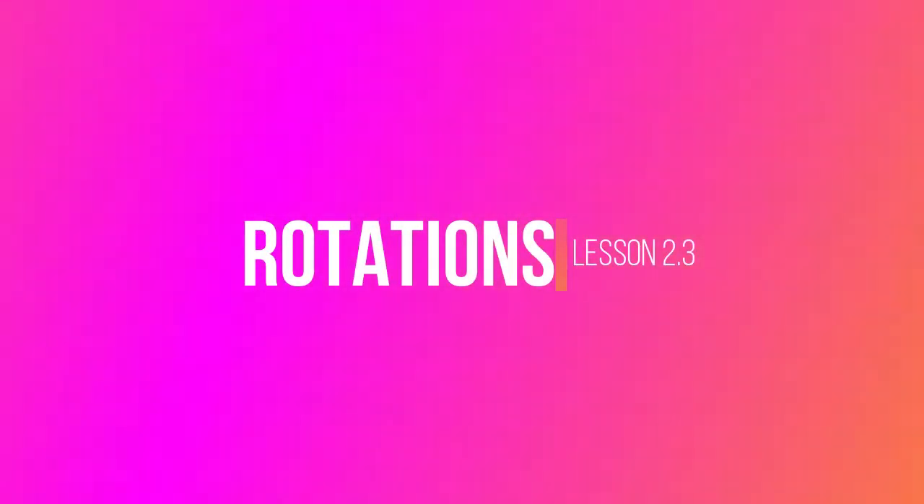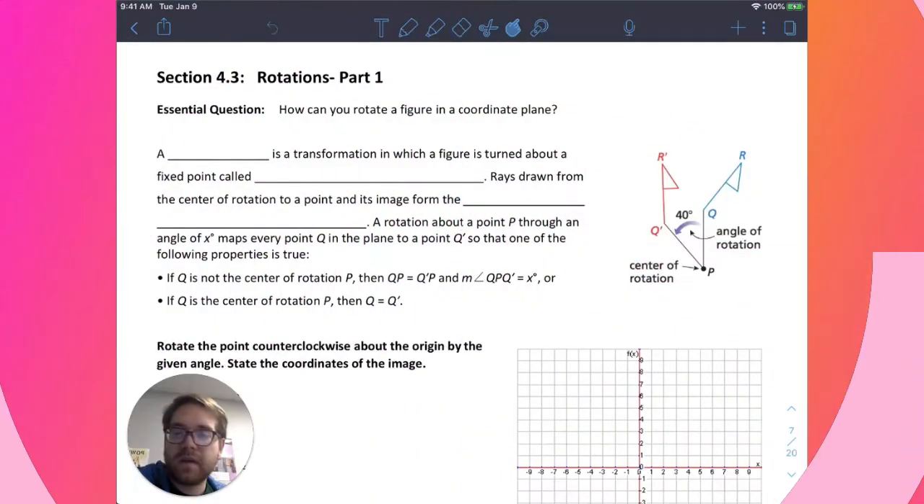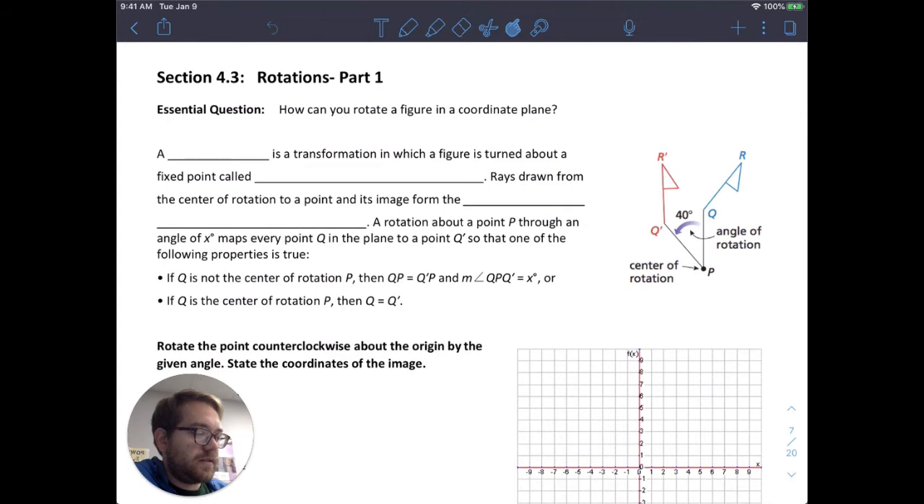Our next transformation is called a rotation, and it is just like it sounds. It's when we turn or spin a figure around a specific point. But if we want to rotate a figure in the coordinate plane, we'll probably want to understand a couple of other things too. So let's look at that first. All right, so let's talk about rotations a little bit.